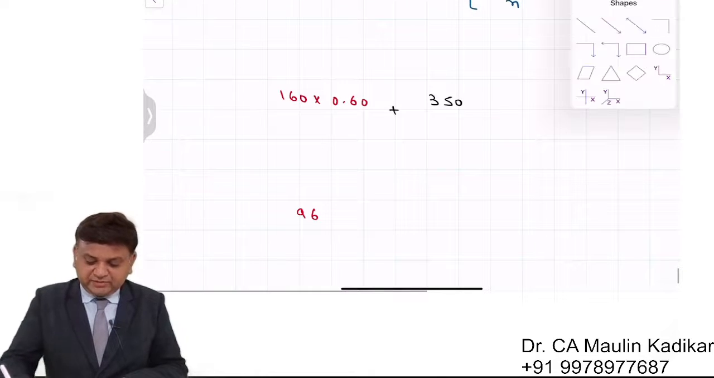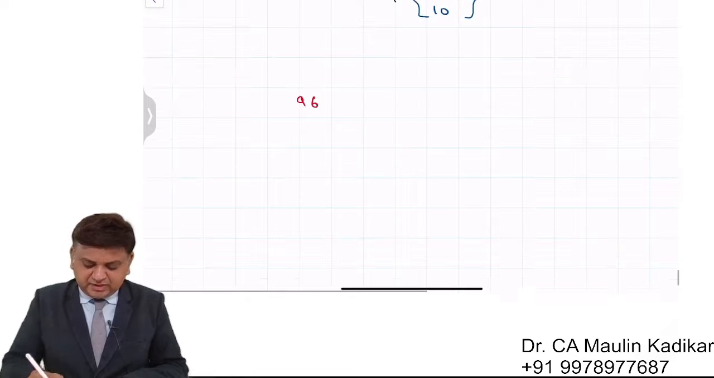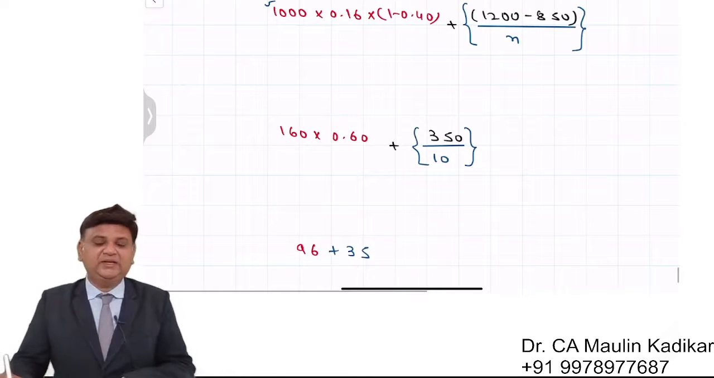So it is 350 divided by 3. I'm sorry, divided by 10. This is the way this cost is also converted into yearly term. And the yearly cost is rupees 35.